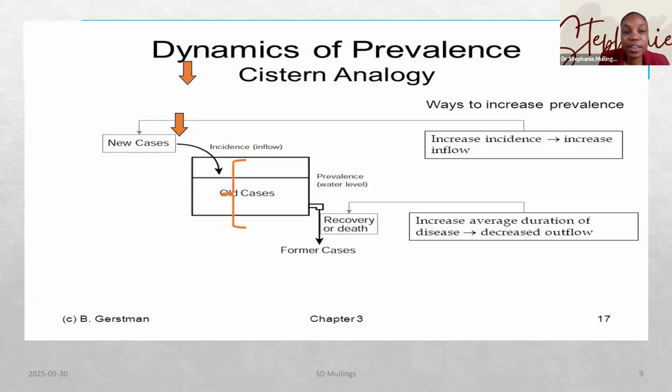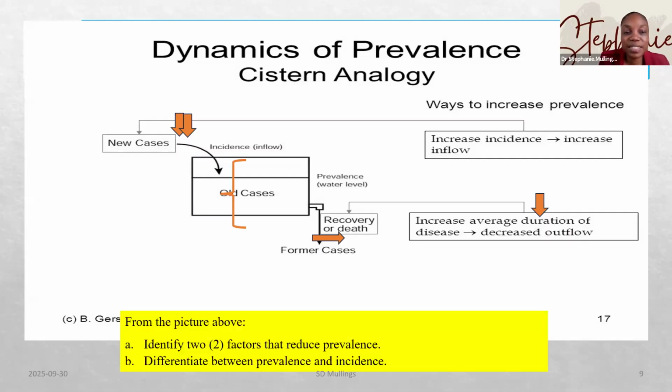All right, so the diagram is just indicating some key points as it relates to disease prevalence and incidence. So the activity that I'd want you to perform now is to identify two factors that reduce prevalence and also differentiate between prevalence and incidence. You can pause and write your responses.